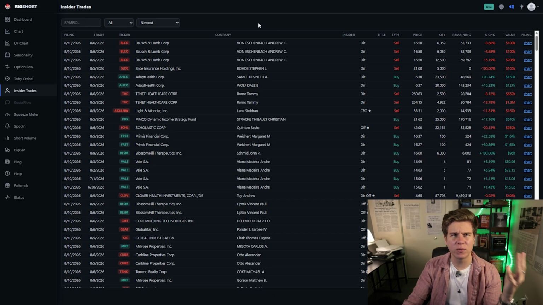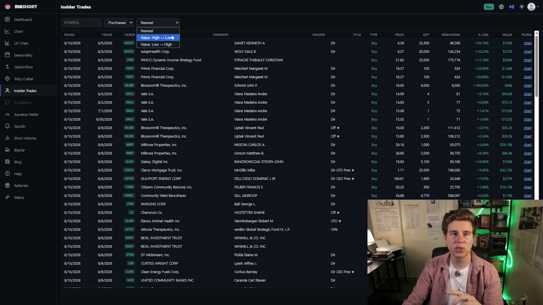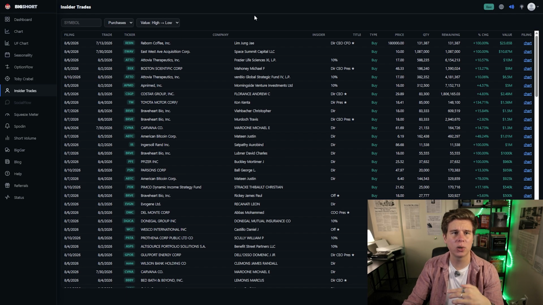So when you're in this view, you can actually filter by purchases or sales. So I'll filter for purchases. I'm going to filter by value high to low. I'm going to take a look at what actually happened. As you can see, sometimes the date of the trade and the filing is very, very different, in which case we don't always want to look at that. Let's see if there's anything really, really big here value-wise.